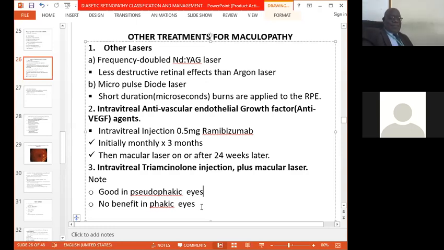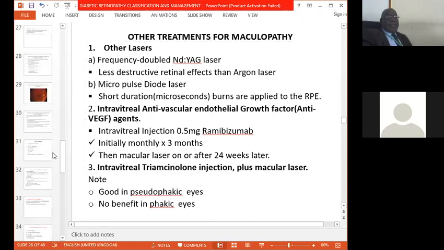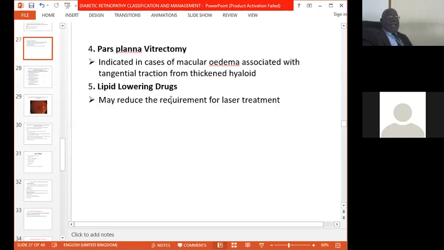Okay? So when you are going to do this intravitreal injection, these two factors must be considered. Where does the patient fall? And pars plana vitrectomy is done through the pars plana, indicated in cases of macular edema.